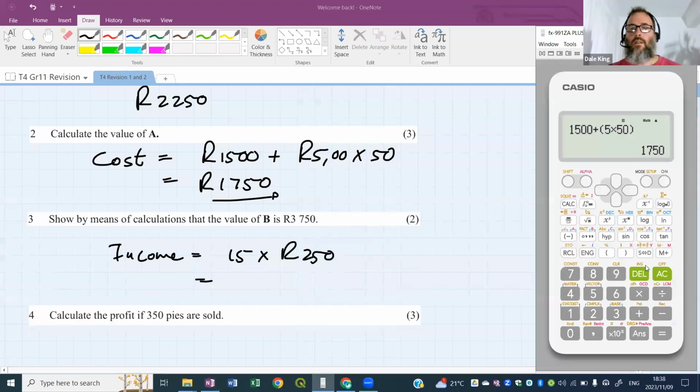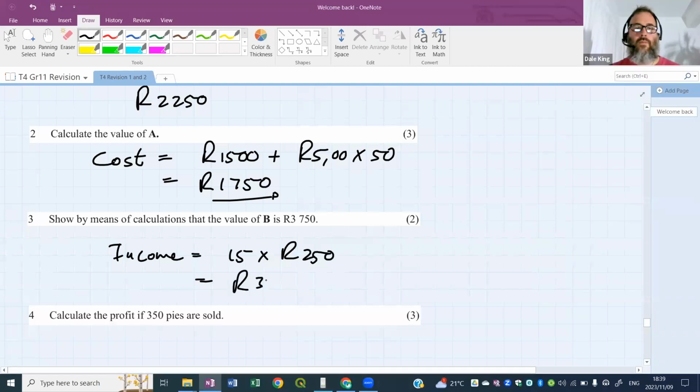And we'll quickly get the calculator to help us with that. So 15 times 250 is 3750. All right, nice and easy. So they give us the equations and we can work it out. Very easy. You just got to know which equation to use when, and the words cost and income will help you with that.